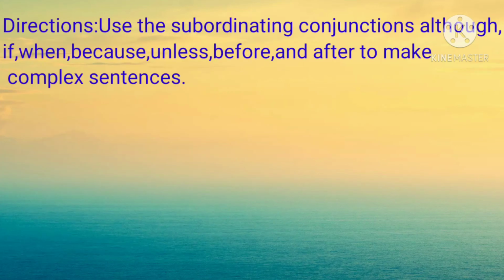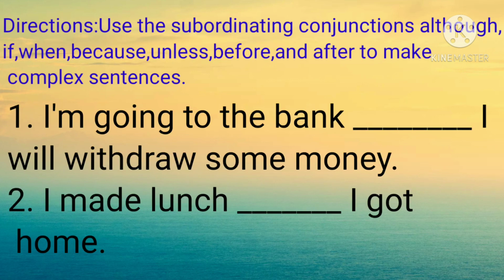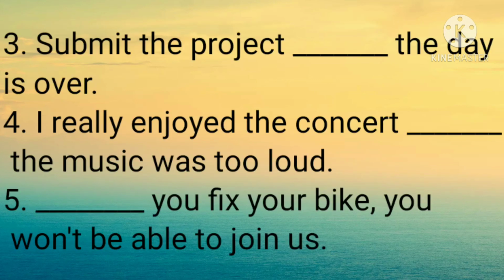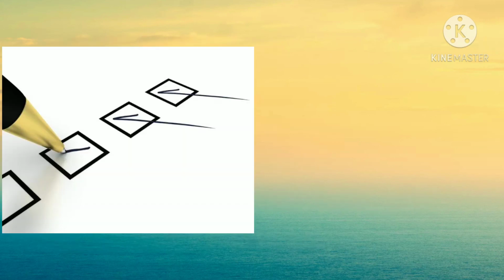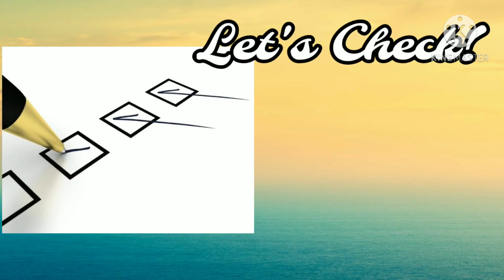Use the subordinating conjunctions although, if, when, because, unless, before, and after to make complex sentences out of the clauses below. Now, let's check your answers.